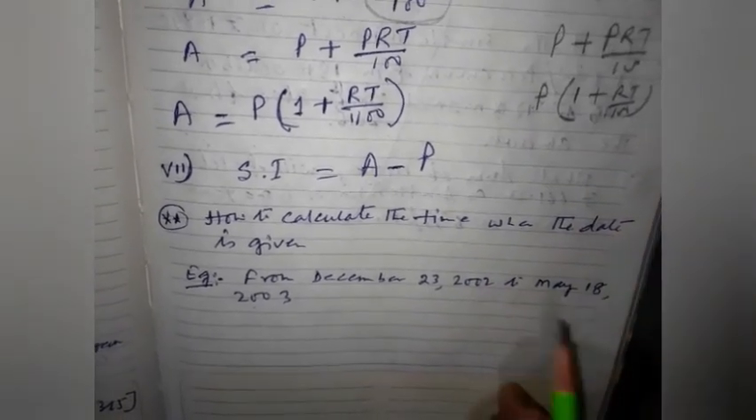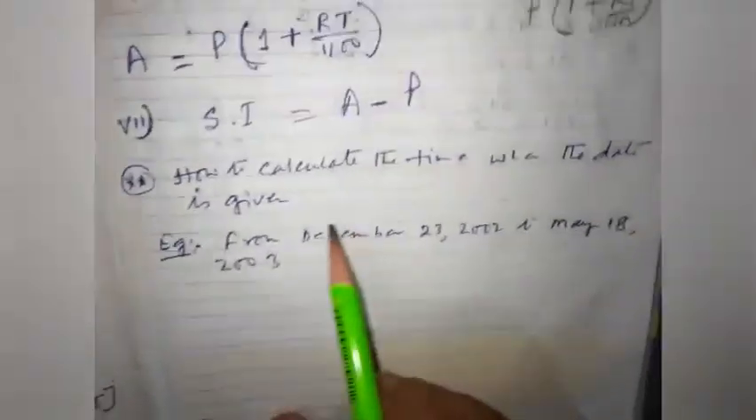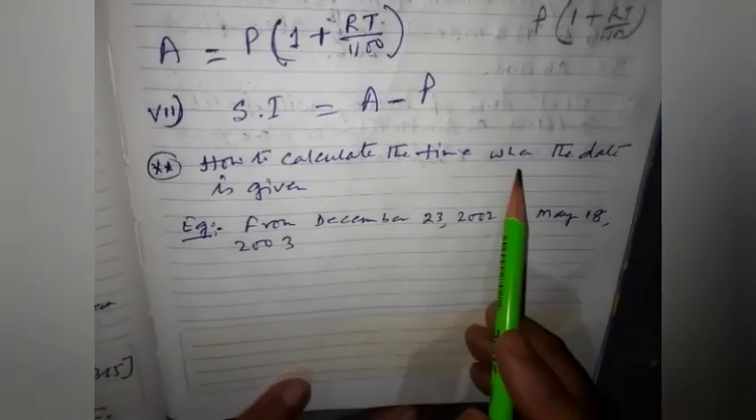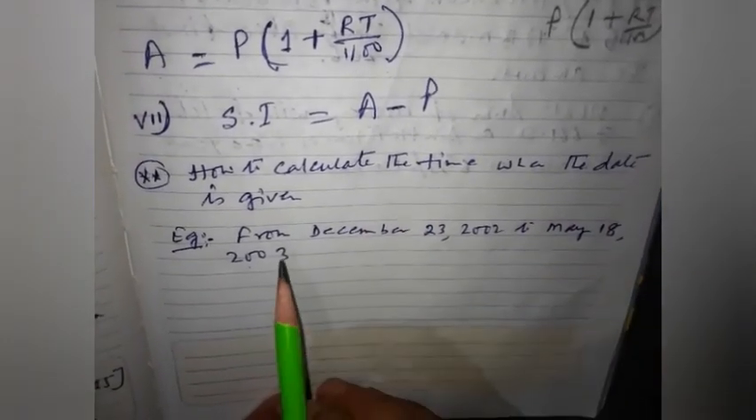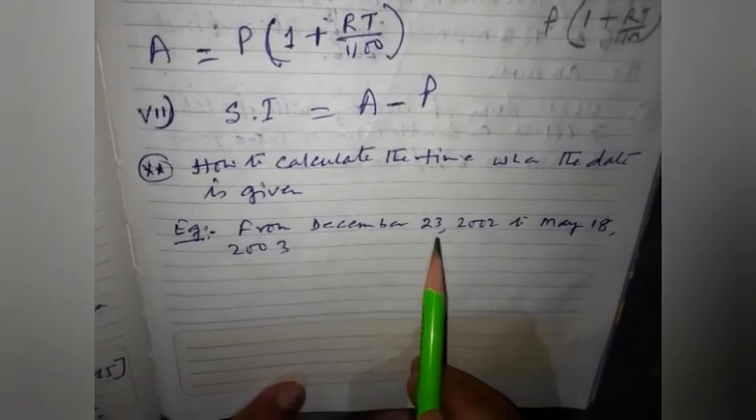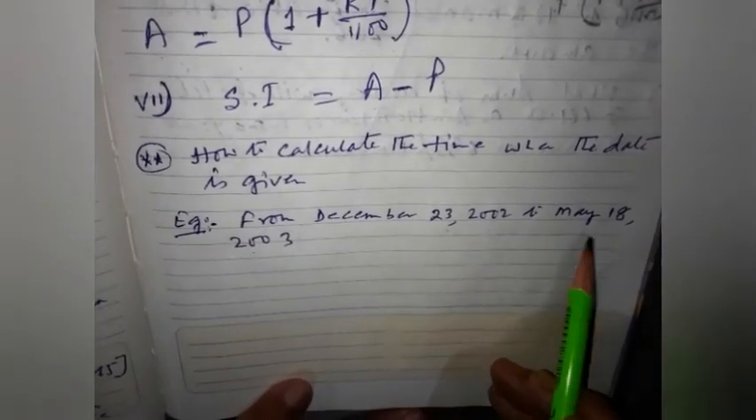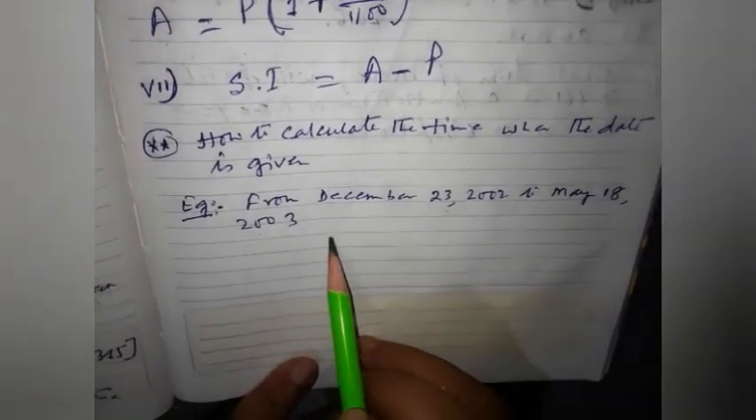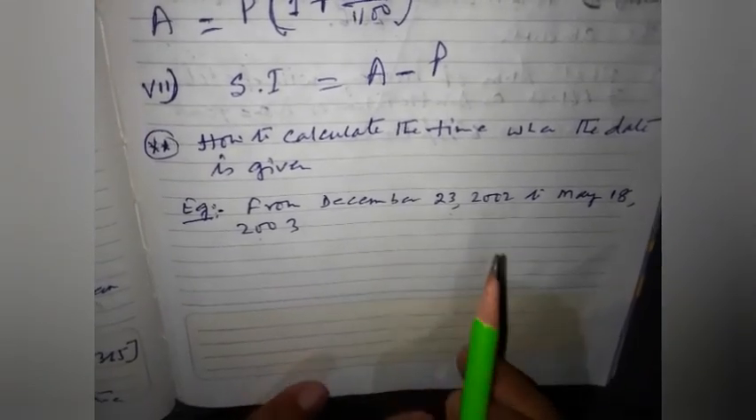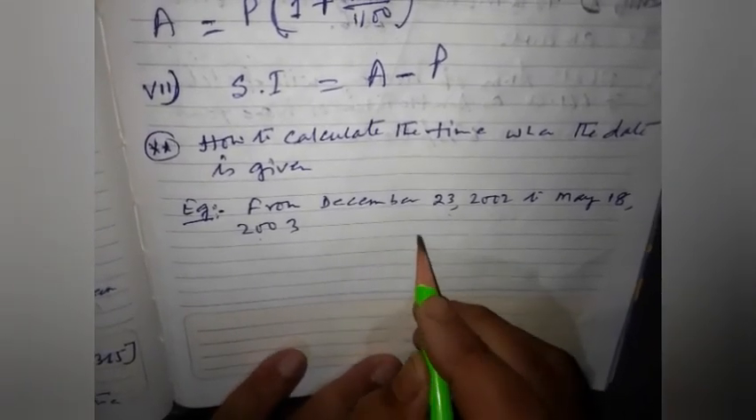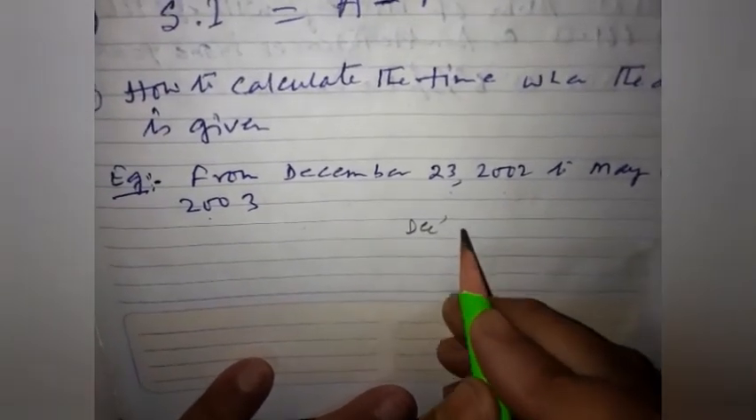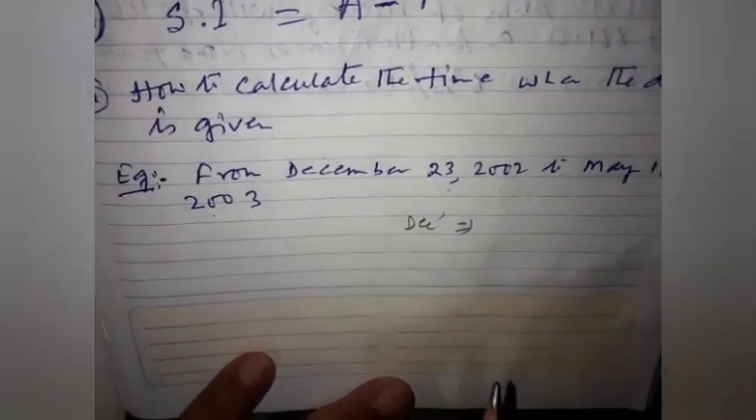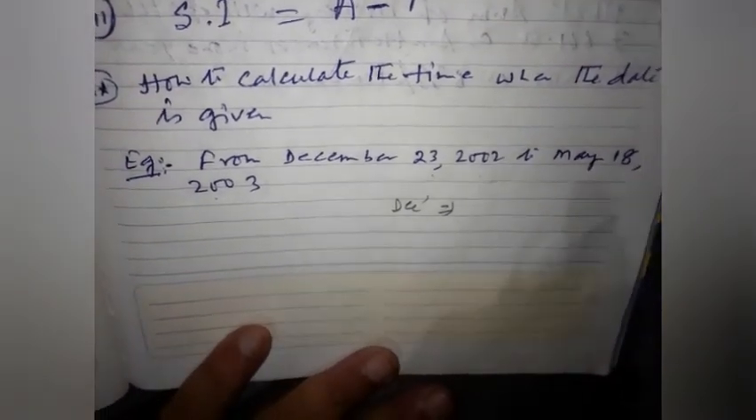Okay. Now, one more important thing I am going to tell you: how to calculate the time when the date is given. That's very important. Like a date is given from December 23, 2002 to May 18, 2003. How to find out the days of interest? First you find out December. You have to write month wise. For simple interest there is a system: if you take the starting day, then you leave the closing day.